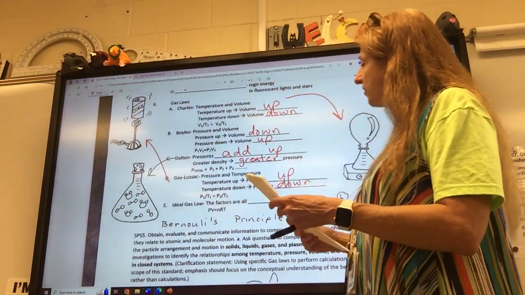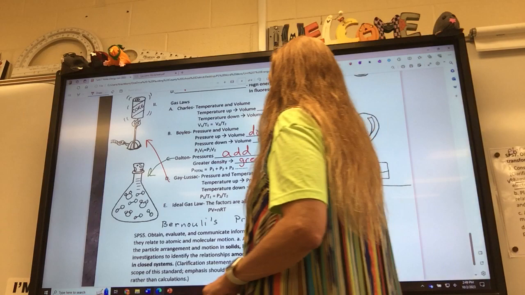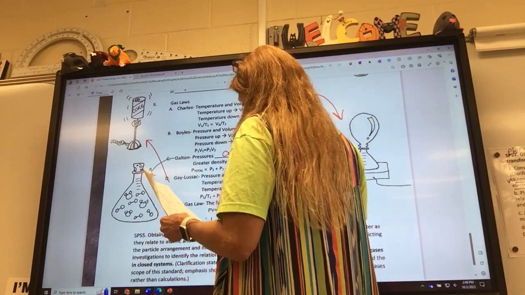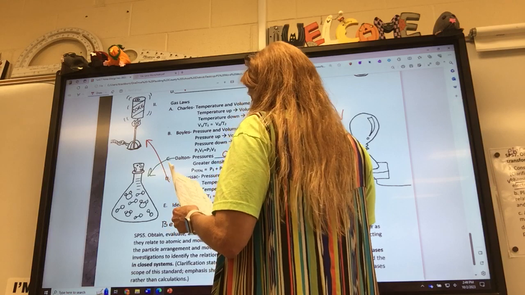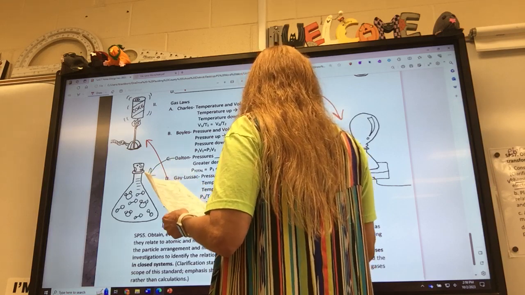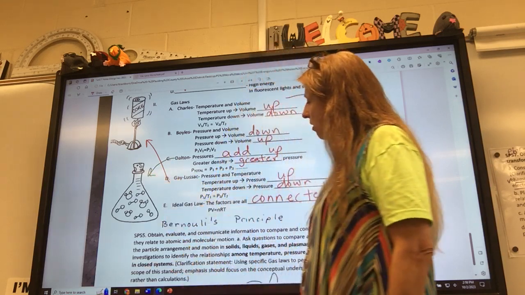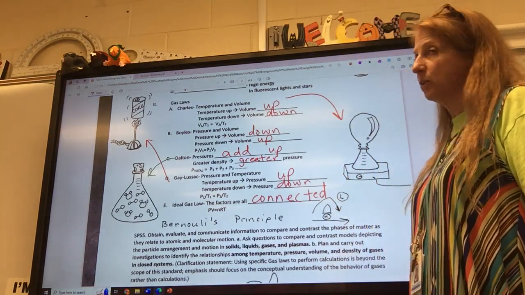The ideal gas law just says that the factors are all connected. Temperature, pressure, and volume are all connected. And the number of particles, it's all connected. And there's a law called the ideal gas law, PV equals nRT.